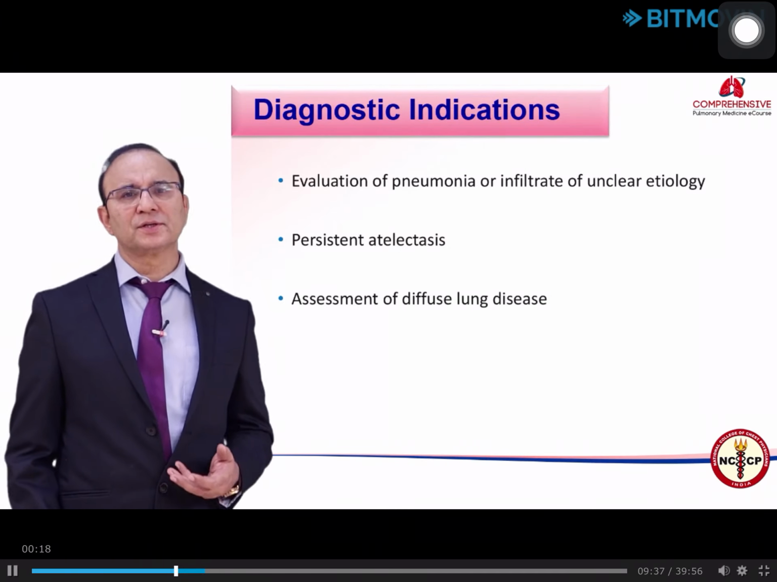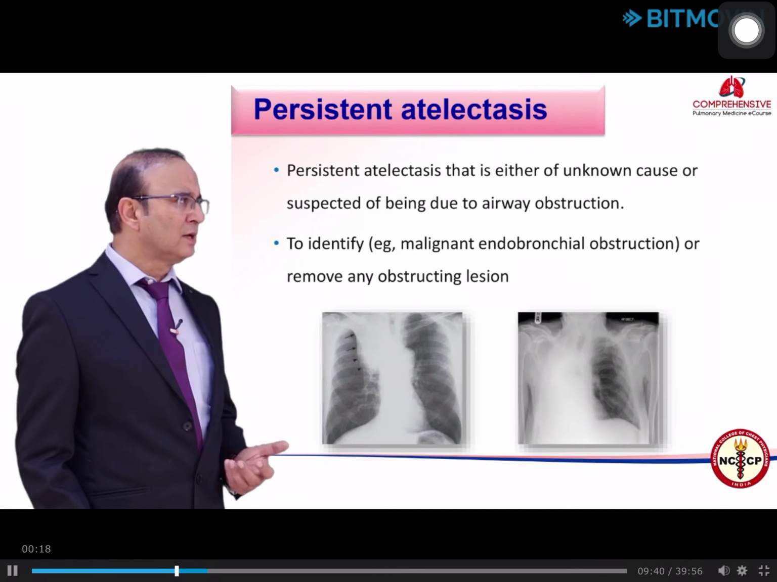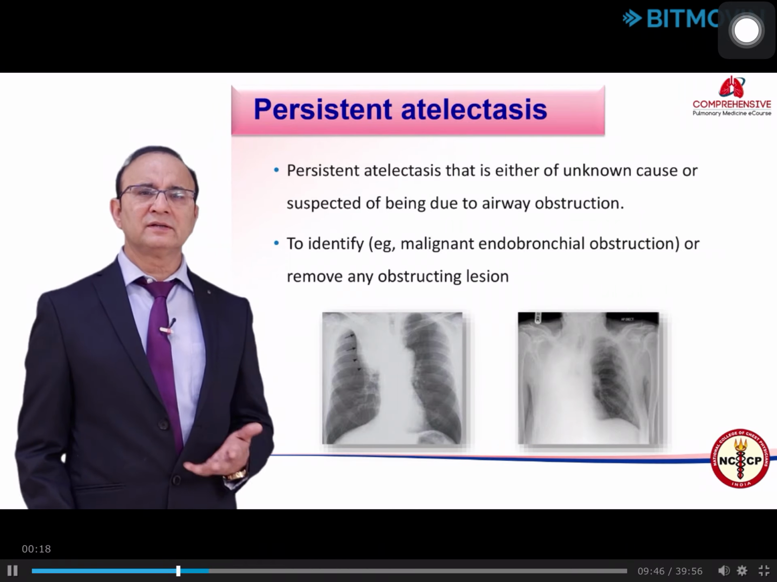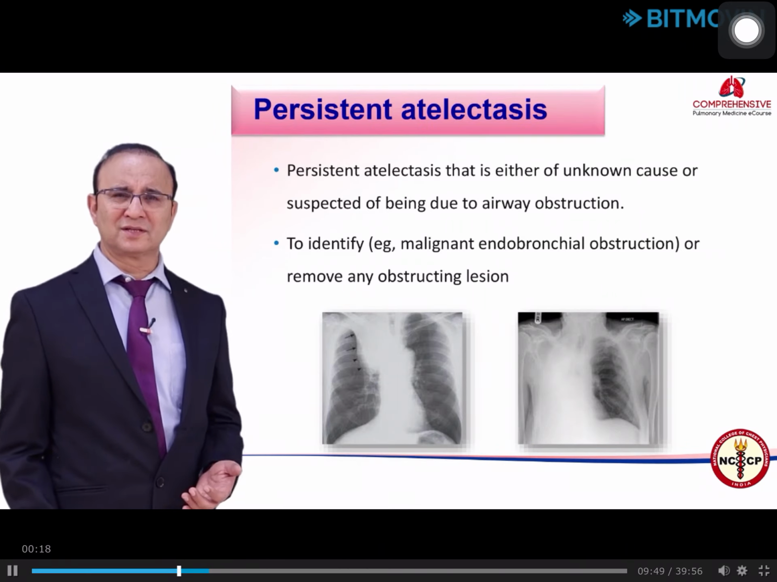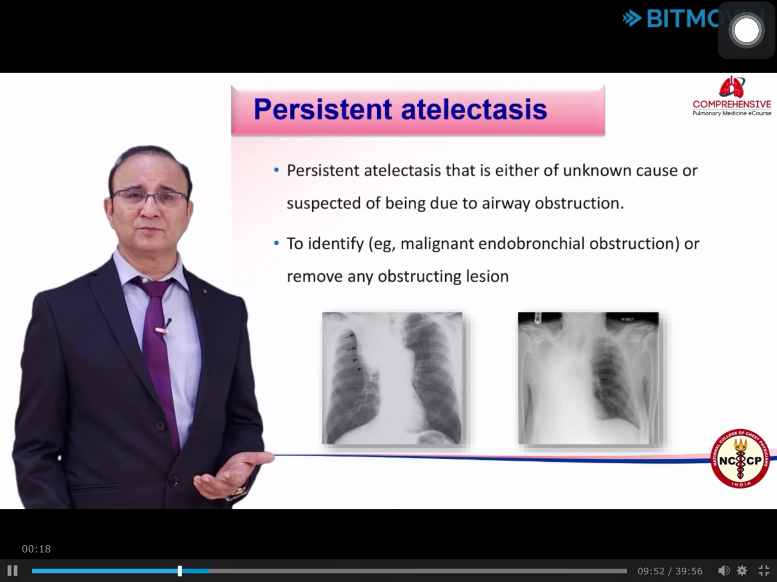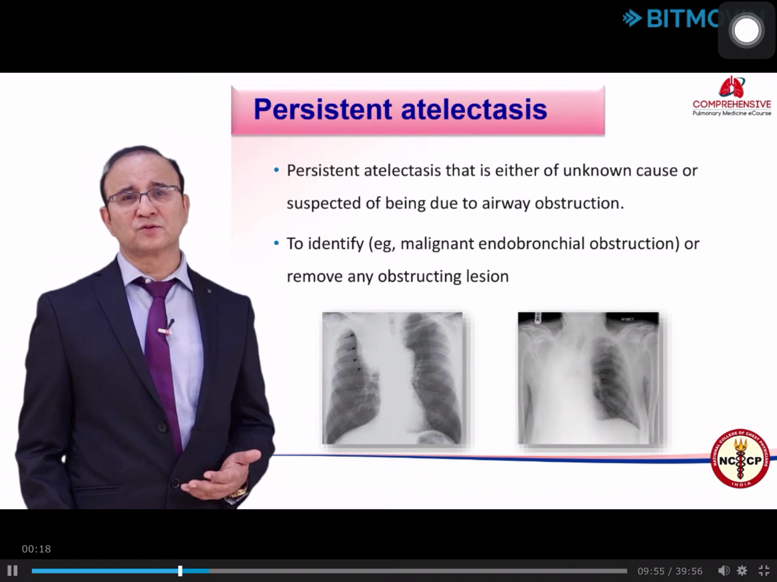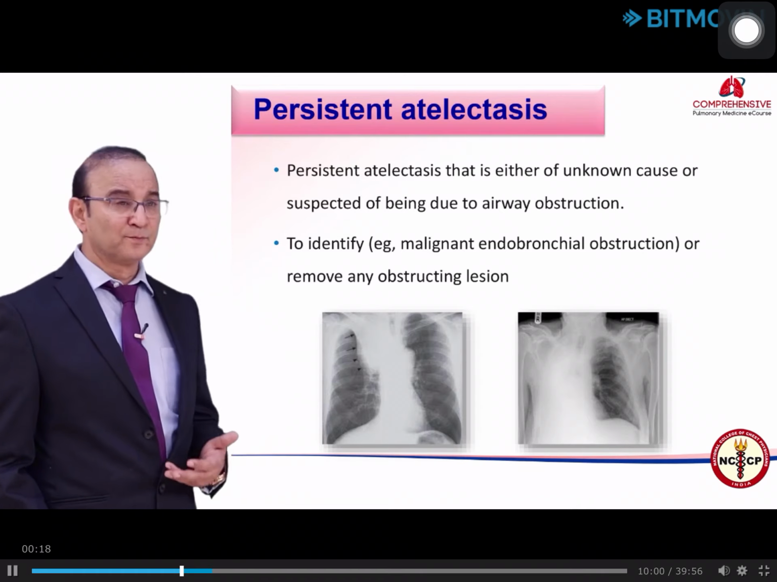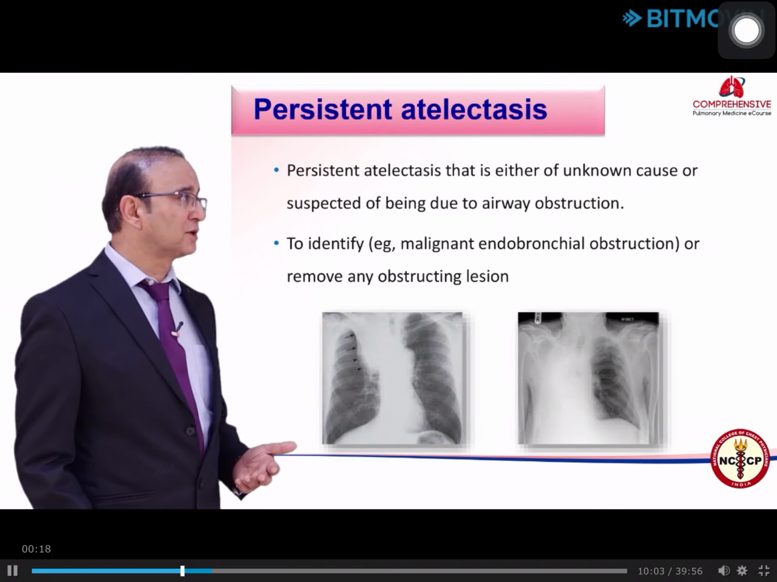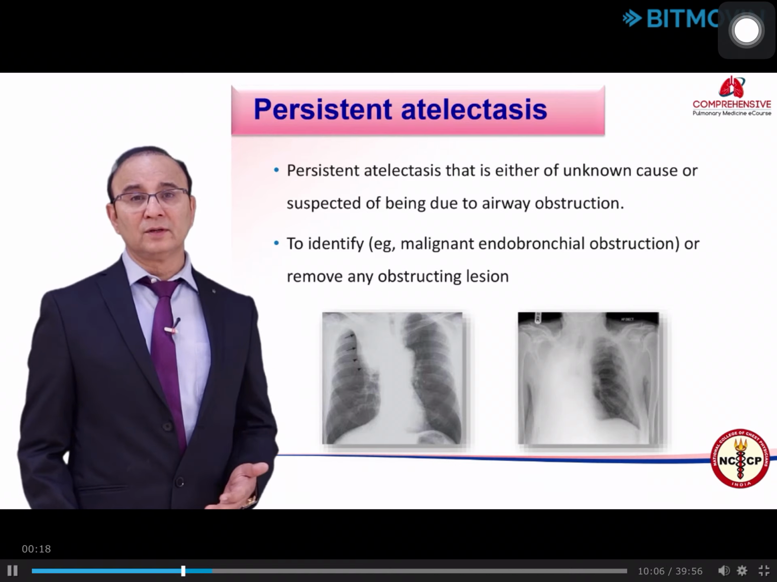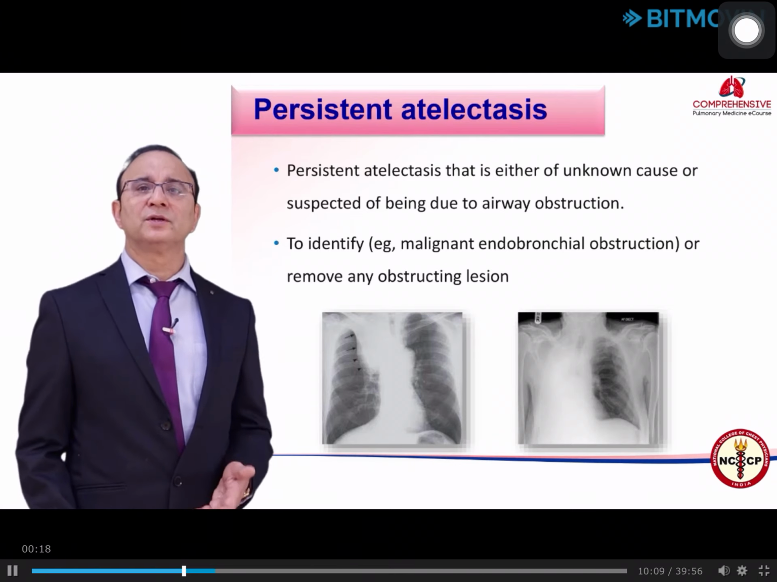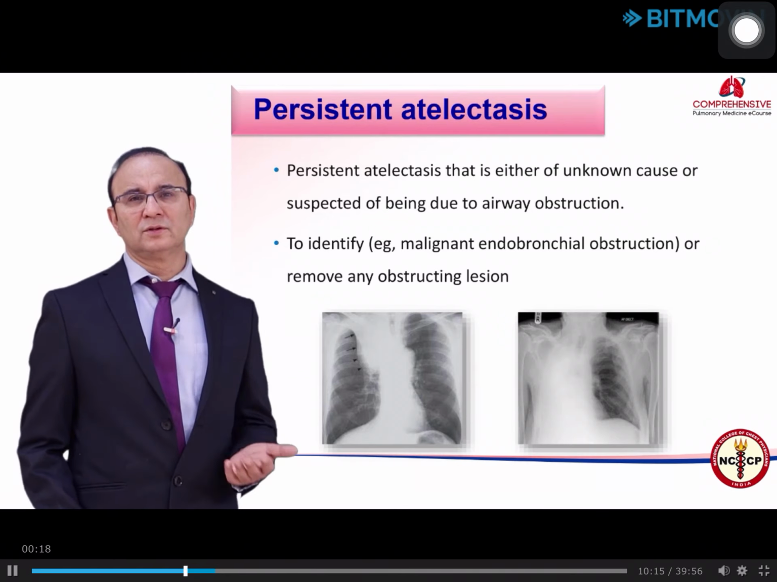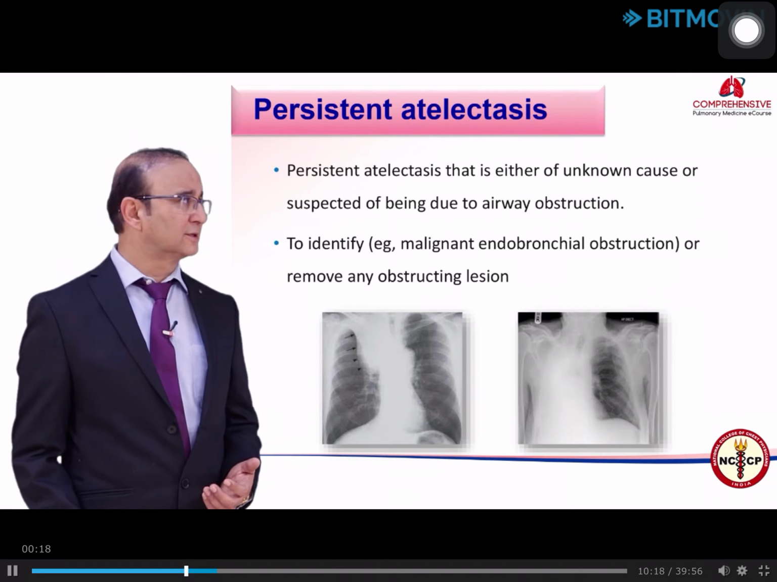Then the second indication is persistent atelectasis. The patient has an atelectasis which is not responding to treatment, and repeated chest films show that the atelectasis is persisting. The patient may be all right or may be symptomatic. Bronchoscopy could be very useful to find out the reason for persistent atelectasis in these individuals. It could be a malignancy, an endobronchial obstruction, a foreign body, a mucus plug, or a stenosis. So bronchoscopy can help you diagnose the reason for persistent atelectasis.